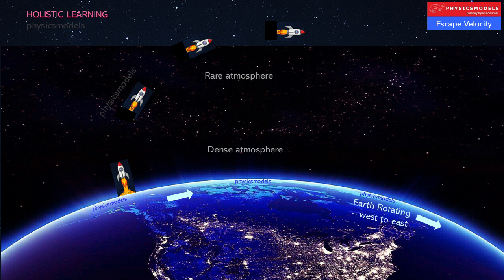The third point is that the atmosphere is very dense close to the Earth, offering a lot of resistance to the rocket's movement. As we go higher, the atmosphere becomes rare and offers less resistance. Therefore, the rockets are launched and made to tilt in such a way that they rotate in the direction of the Earth's rotation.